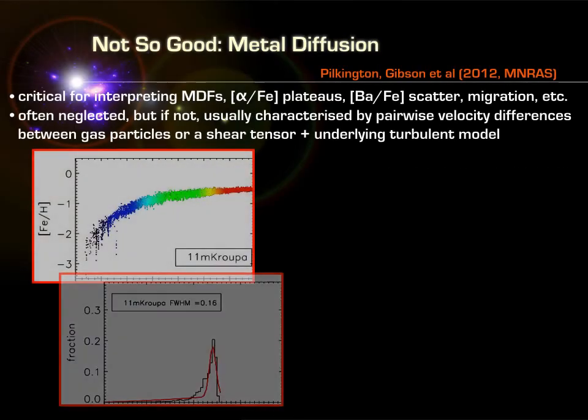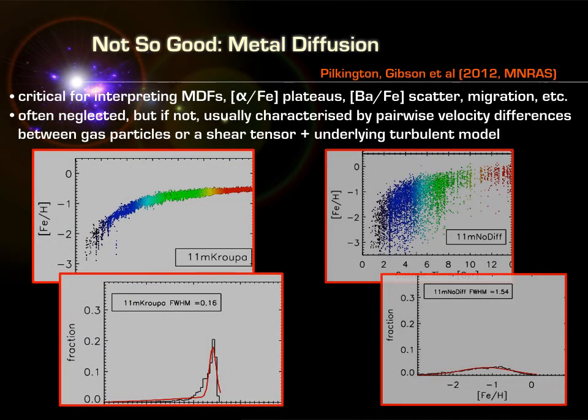One of the things that doesn't work so well, and one of the challenges for these sorts of simulations, is metal diffusion. These are particle simulations, and particle simulations are exactly what they sound like. Gas particles are particles. Those gas particles have temperatures and chemical abundances attached to them, but a particle is a particle. You may have a hot particle and a cold particle.